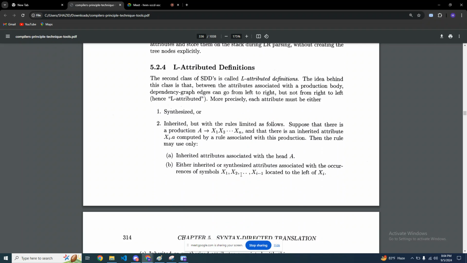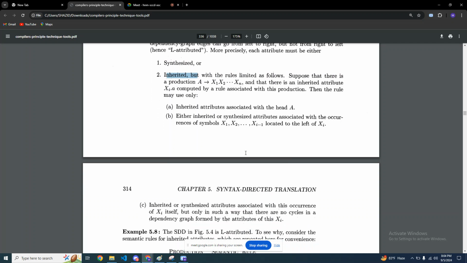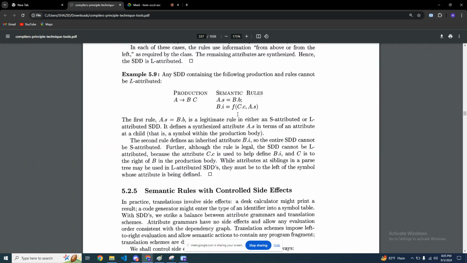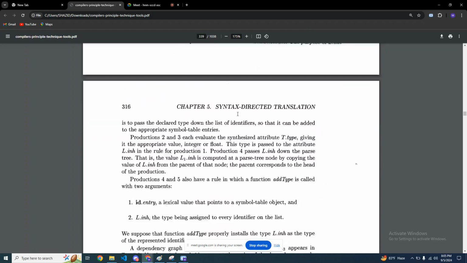If you look at L attributed SDD, the attributes can either be synthesized or inherited. If it is inherited, it must follow some rules. That inheritance should always be from the left children. It can inherit from itself, it can inherit from its parent, or it must inherit from the left sibling. It cannot inherit any value from the right sibling. It always should be the left sibling. Okay. So this is basically S attributed SDD and L attributed SDD.